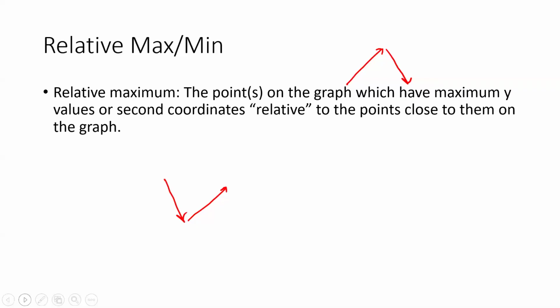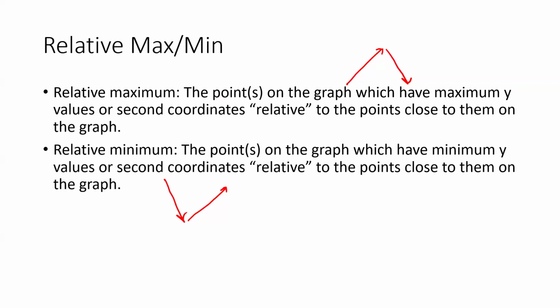All right. Here we go. So in your notes, it's talking about relative maximum. So your first blank is what? Relative maximum. So write it. The points on the graph which have maximum y values or second coordinates relative to the points close to them on the graph. Essentially, what it means is the point where your graph goes up, then it goes down. So any point where it goes up and then down, that is a relative maximum.